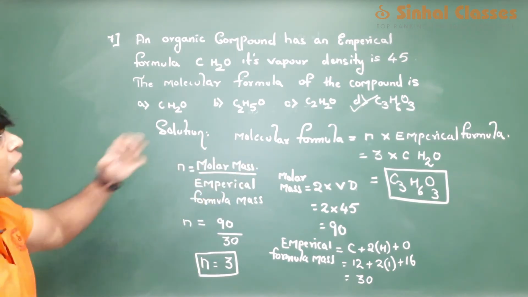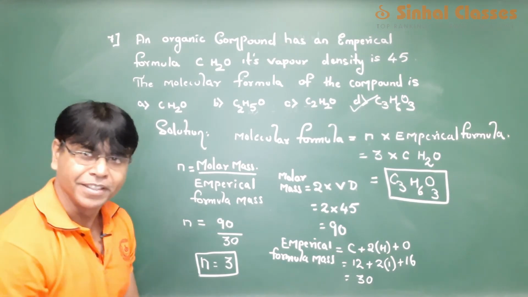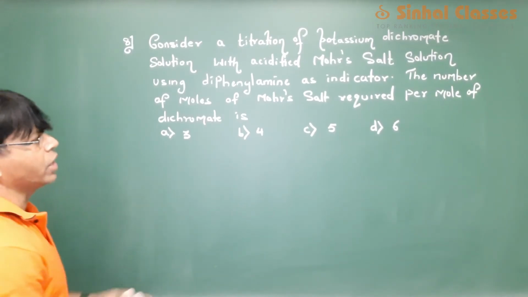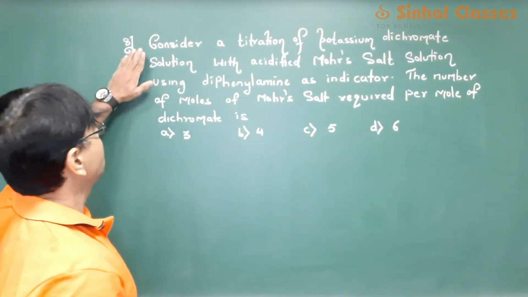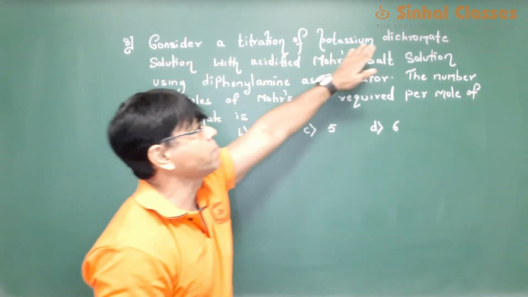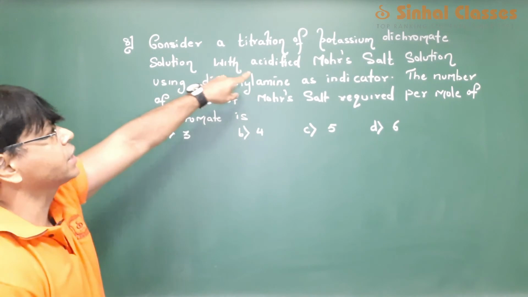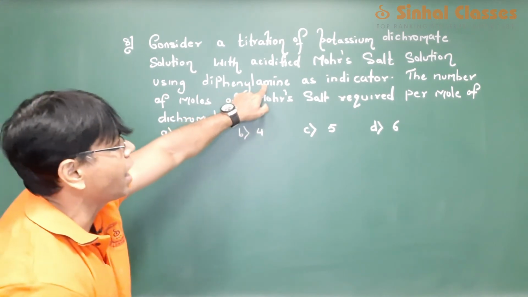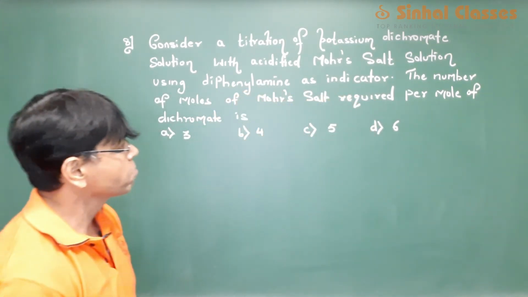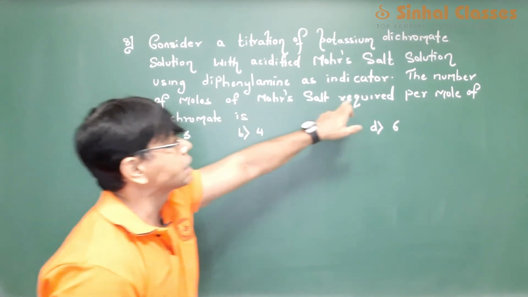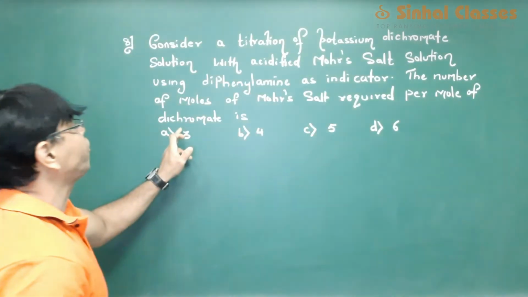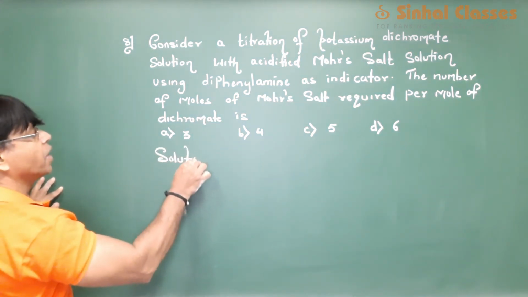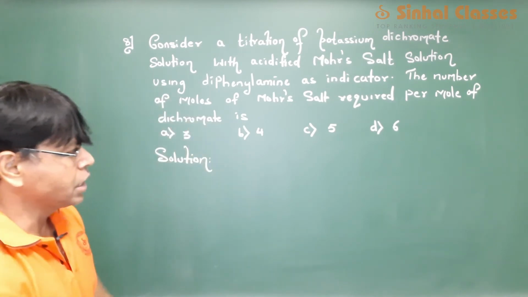Now we go for the last question based on this topic, that is some basic concepts in chemistry. So let's see a very interesting question now. Consider a titration of potassium dichromate solution with acidified Mohr's salt using diphenylamine as indicator. The number of moles of Mohr's salt required per mole of dichromate is... This is a redox titration question. Now how will you solve this question?